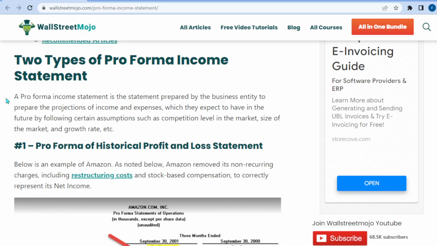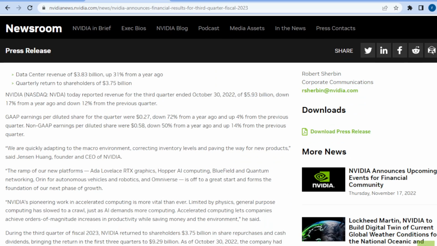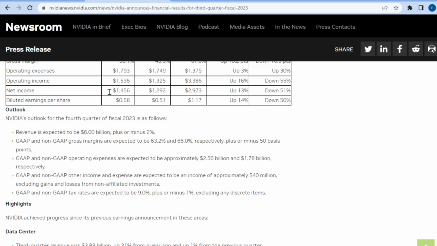So we are going to make a pro forma income statement with NVIDIA. Right now I'm on NVIDIA's Q3 press release. On their press release, they actually give us Q4 data. This Q4 data is actually an outlook, so this is a forecasted number. It's not the actual numbers that are going to happen. It's forecasted, so this is what is going to make this a pro forma income statement.